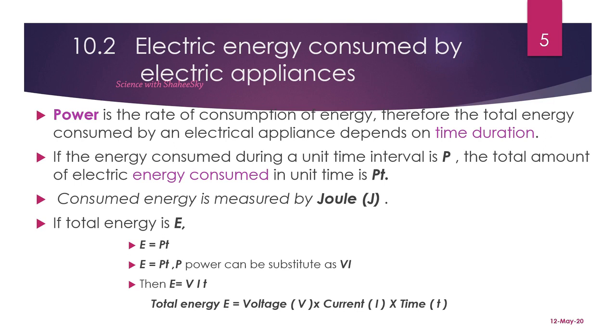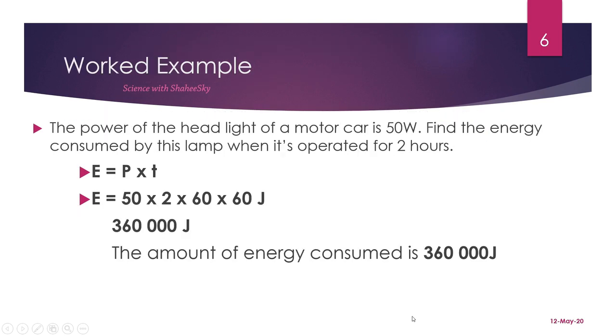But as you know earlier, P is equal to VI. We can come up with the derived equation for consumed energy. E is equal to VIT, because we are substituting VI for P. So the total energy equals voltage into current into time. Right.